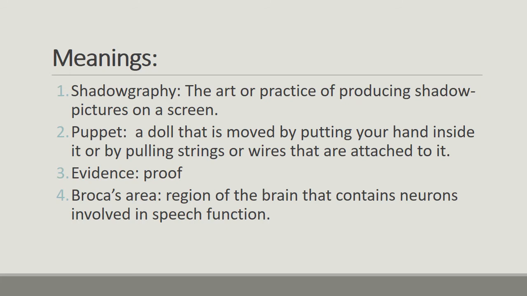Second, puppet, a doll that is moved by putting your hand inside it or by pulling strings or wires that are attached to it. Third, evidence. It means proof. And fourth is Broca's area, a region of the brain that contains neurons involved in speech function.